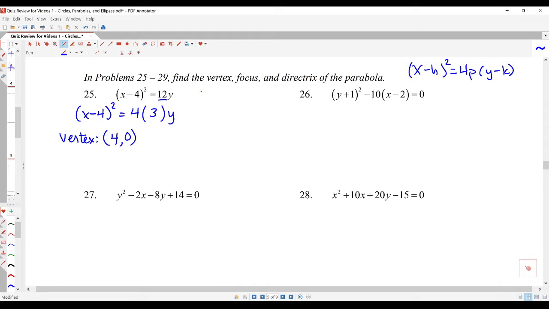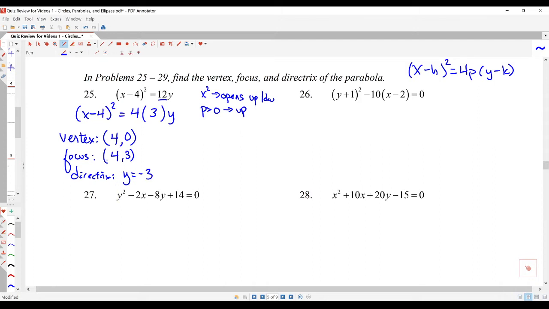Because it's x squared, it means it opens up and down. Because p is positive, it opens up. So therefore, I know my focus is going to be 3 up from that. So that's (4, 3). And I know my directrix is going to be 3 down. And since it's the y coordinate that's changing, that's just a nice easy way of remembering that it's going to be y equals negative 3.